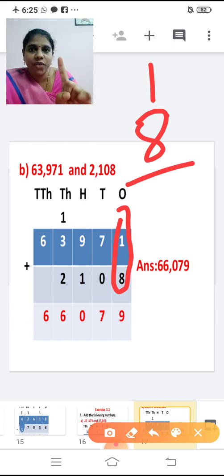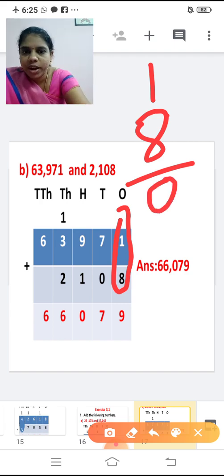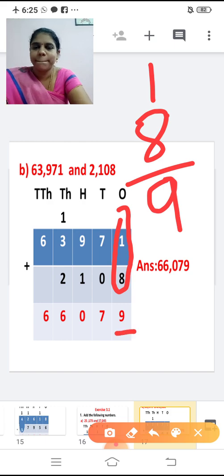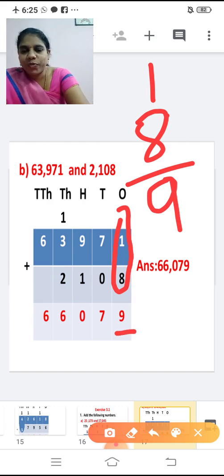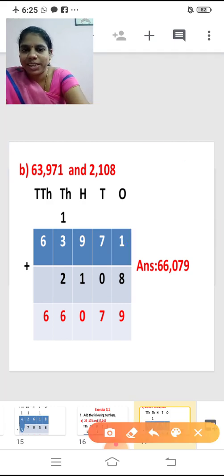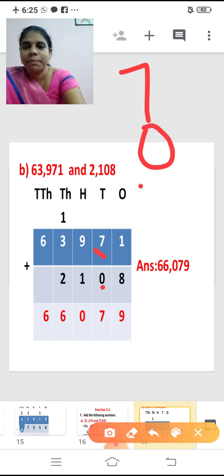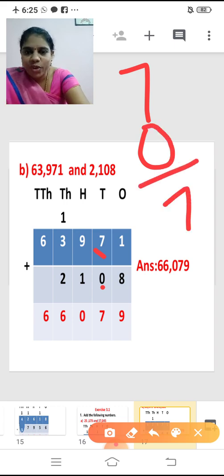After that I'm going to add 1. 8 plus 1 is 9. After 8 I'm going to add only one number. So write the 9 in the ones place. So the first step is over. Next we are going to add the tens place, right? So 7, 0. Add 7 plus 0. If you add 0 to any number, the number will not change. So 7 plus 0 is 7. So write 7 in the tens place. Now move on to the hundreds place.